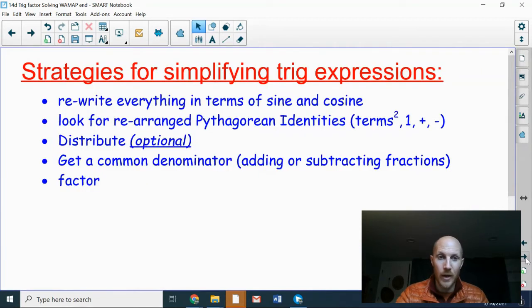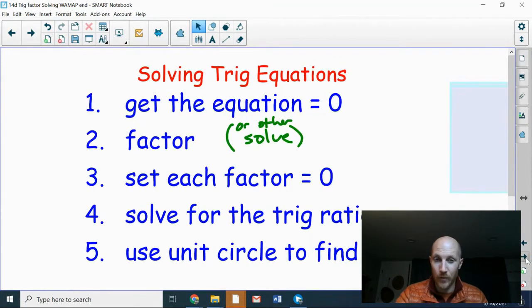We've got identities. Our strategies for simplifying trig expressions. We're at factoring. It's the last on our list. And we have some steps for factoring. Make sure that equation is set equal to 0. That is the most important. It's the foundational step. And then we factor pretty much the way we've always factored, ending with taking our trig ratios to the unit circle to get our final answer as an angle in radians.